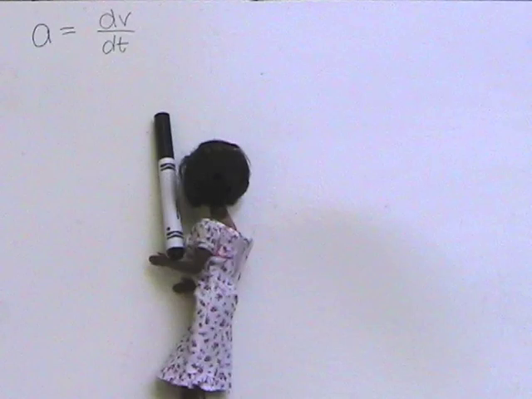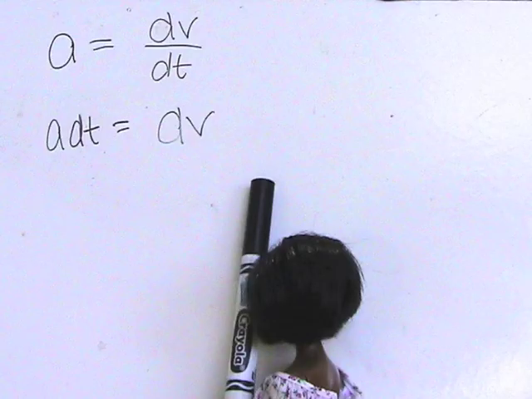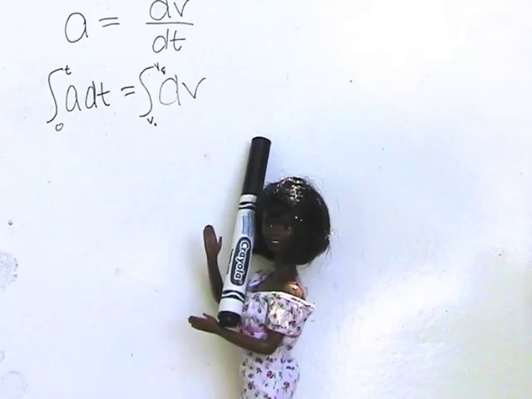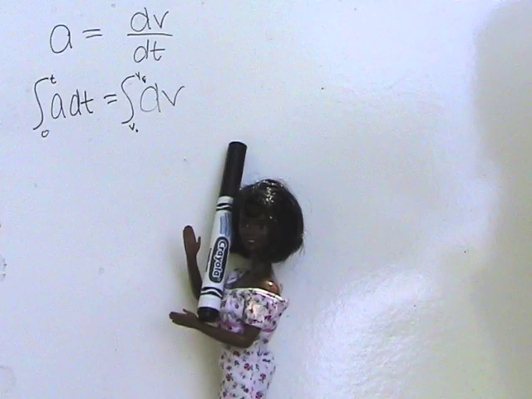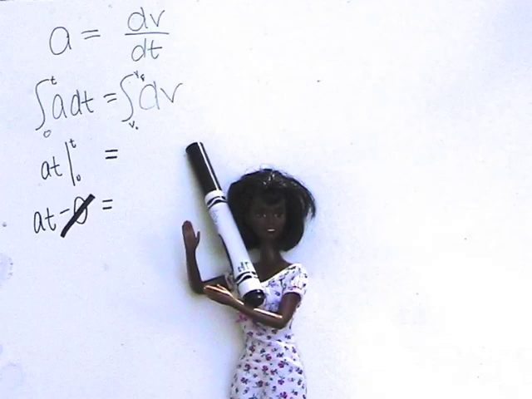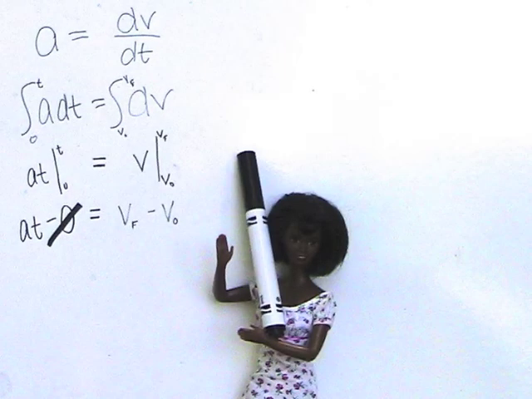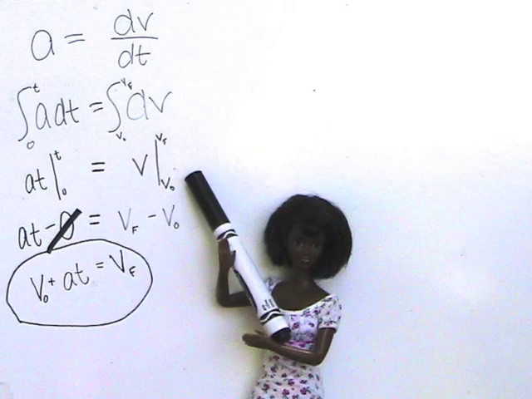So we know that the instantaneous acceleration is the derivative of velocity over time. If we multiply both sides by dt, and then take the integral of a dt with the bounds 0 to t, and then also take the integral of dv with the bounds v naught to v final. If we do out this integral, we'll see that the 0 cancels out, and we're left with a times t. Then, if we do out the integral for velocity, we get v final minus v naught, or v initial. If we bring over the initial velocity onto the other side of the equation, we are left with the equation final velocity equals initial velocity plus acceleration times time.